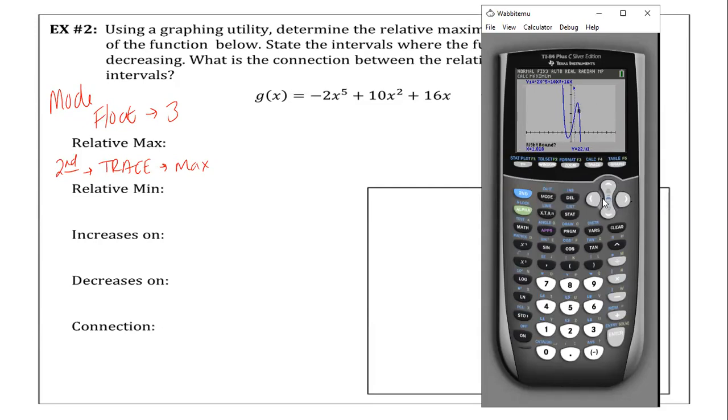It doesn't matter how far left and how far right you are, as long as you go left and then to the right, press enter. And it's like, are you sure you want me to guess what the maximum is for you? And you're like, yes, why else would I have done all of this? So then you're going to press enter again. And it tells you, here's your maximum. I got 1.458.